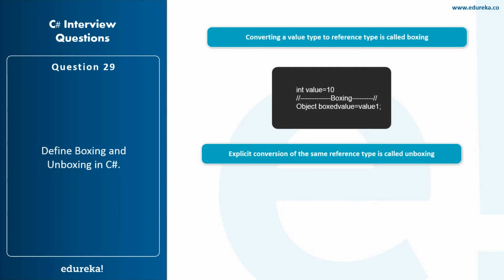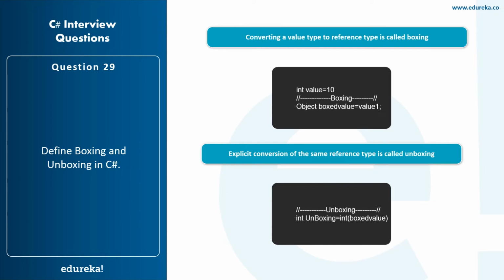Similarly, when I talk about unboxing, it is the explicit conversion of the reference type back to the value type, and that is called unboxing. An example of unboxing is: I write int, because I'm going to be converting it back to the integer form. So it'll be int unboxing is equal to int, and in parentheses I pass in the boxed value, which I had created earlier as an object in my first part.